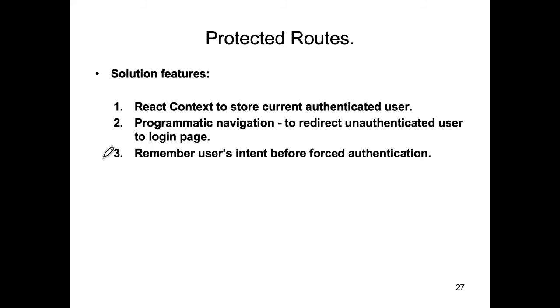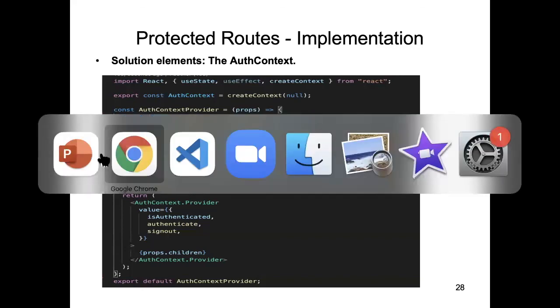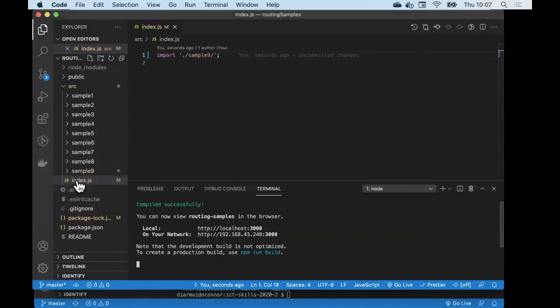But from a user experience point of view, it's nice if we redirect them to the actual protected route that they were trying to access in the first place once they've authenticated. So that's what I'm saying here about trying to remember what the user's intent was when they were forced to log in. I'm just going to step through some of the code excerpts. The full code, obviously, you can access by drilling into the sample and looking at these individually.